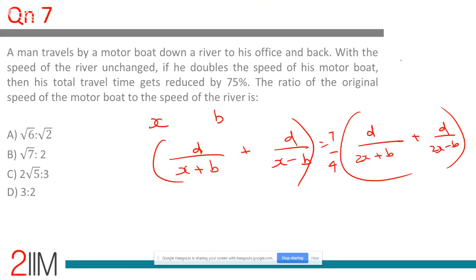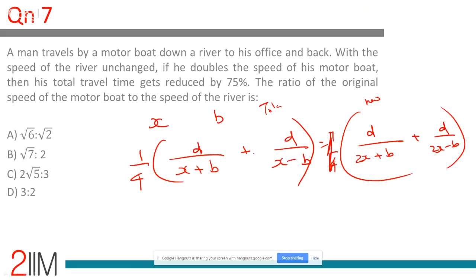Why am I putting 7/4? The time gets reduced by 75%. Doing something wrong? Wonderful. If he doubles the speed of his motorboat, then his total travel time gets reduced by 75%. This is total travel time. This is new travel time. This gets reduced by 75%, or this number is 1/4 of this number. It becomes 25% of what it was. And so D by X plus B plus D by X minus B, 1/4 of that is D by 2X plus B plus D by 2X minus B.